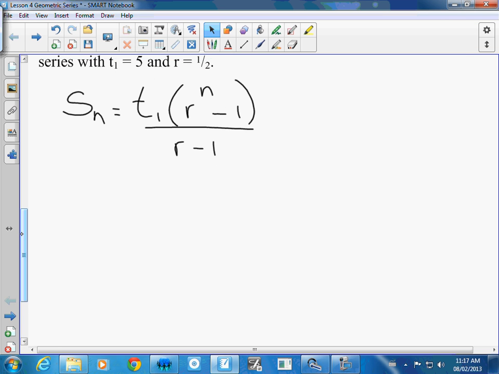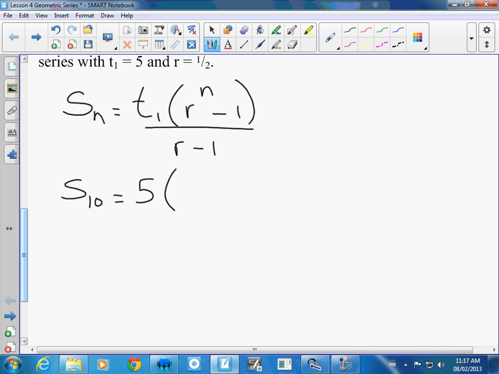Okay, let's go with what we know. Now, do not change it to a decimal. We'll leave it as a fraction. So we're finding S of 10. T1 is 5. R is 1/2, to which power? 10 minus 1, over top of 1/2 minus 1.